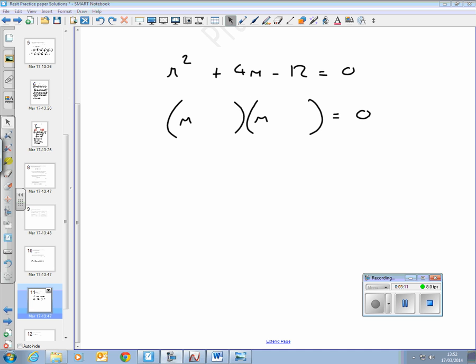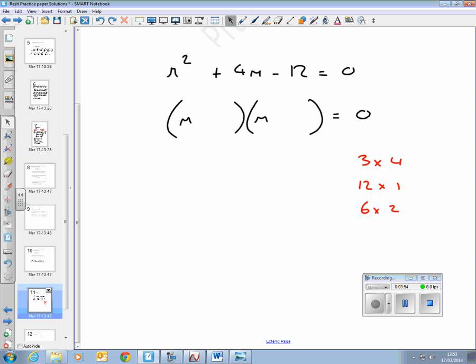They have to add together to give 4 and multiply together to give minus 12. So first of all, think about all the combinations of ways we can make 12. 3 times 4 is 12, 12 times 1 is 12, and 6 times 2 is 12. Combinations of those could add together to give 4 and multiply to give minus 12.